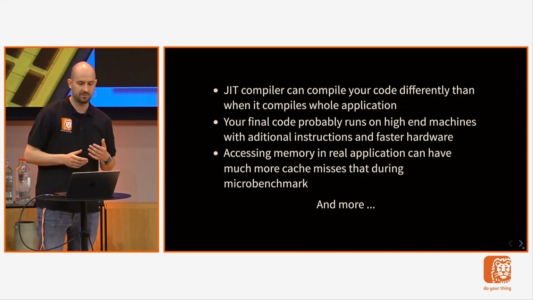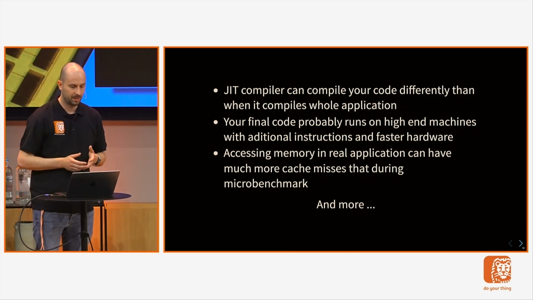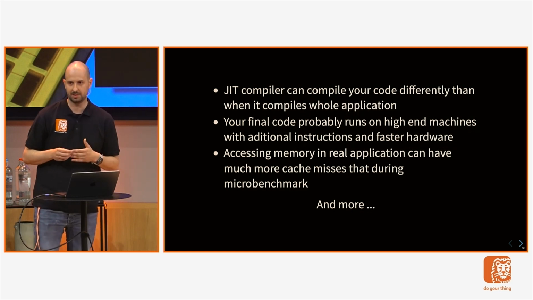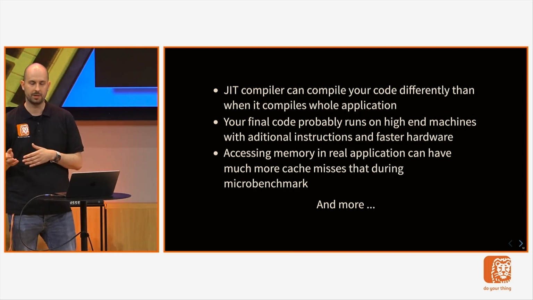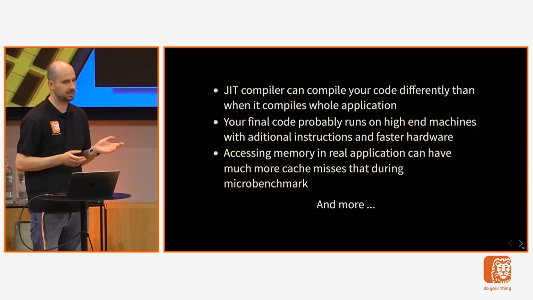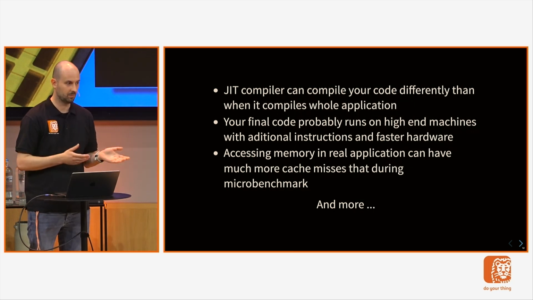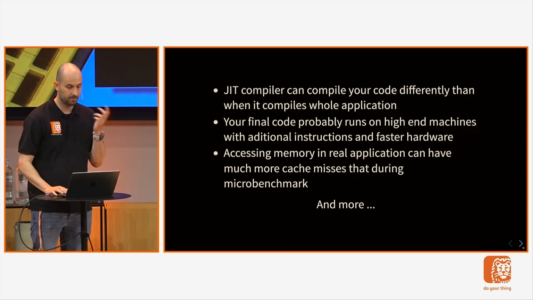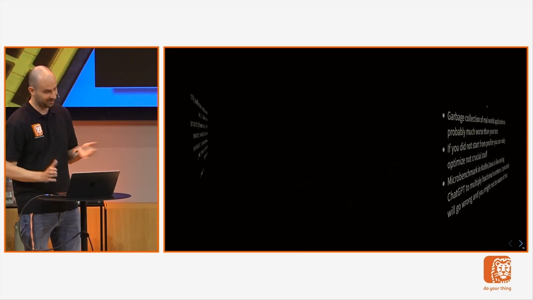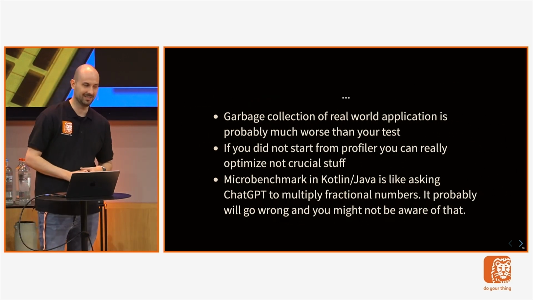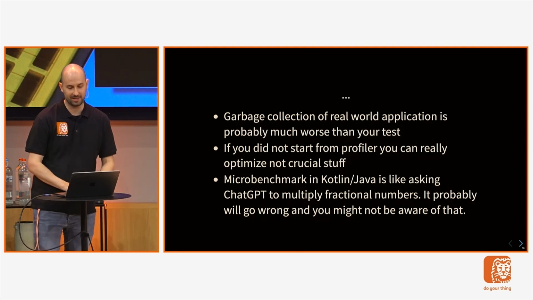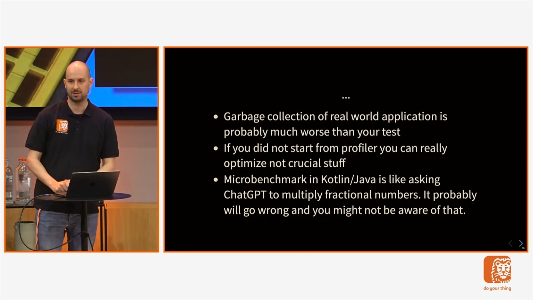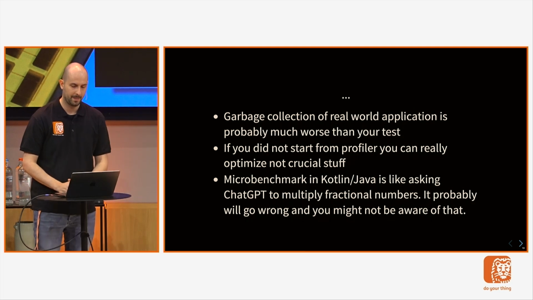For a real application, it is much more probable that it will have some cache misses, not only when it accesses the memory, but also when it accesses the CPU cache, depending on what hardware you actually use to run your code. So this can happen, and a lot more actually. So in JVM, you have garbage collection. There are different languages that also have some kind of garbage collection. It is invoked in many different ways.